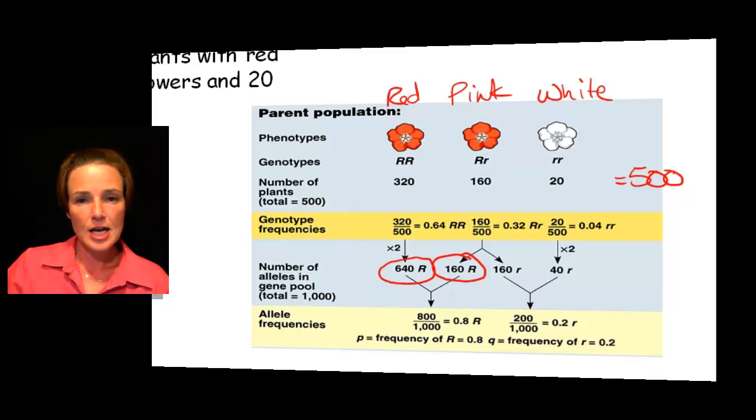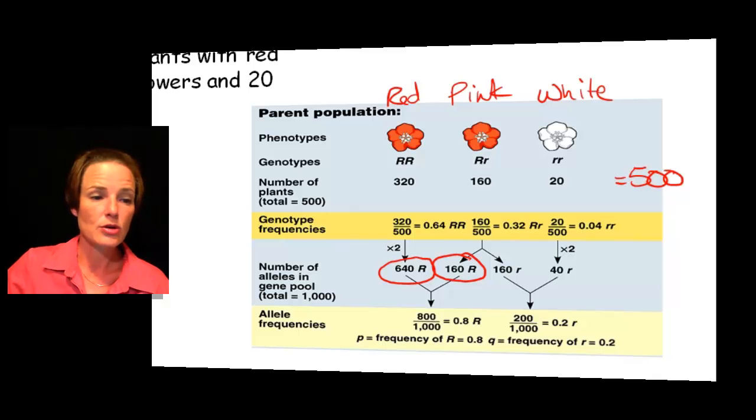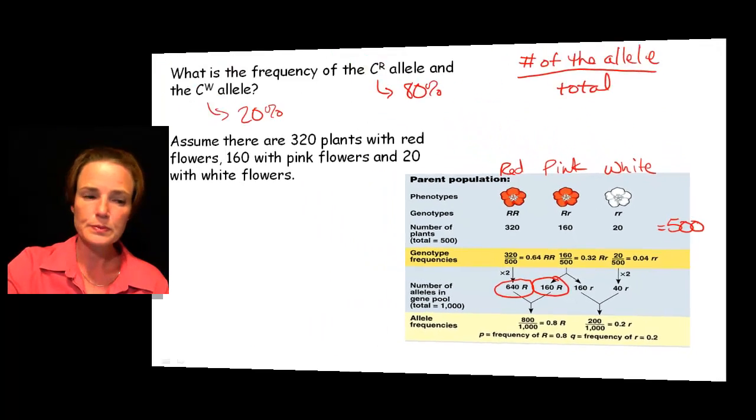If you go through the steps with the CW or the little r allele, we're going to get 20% or 0.2. So that's how we calculate allele frequencies. Make sure that you are able to calculate allele frequencies if you're given a population of individuals of different phenotypes.